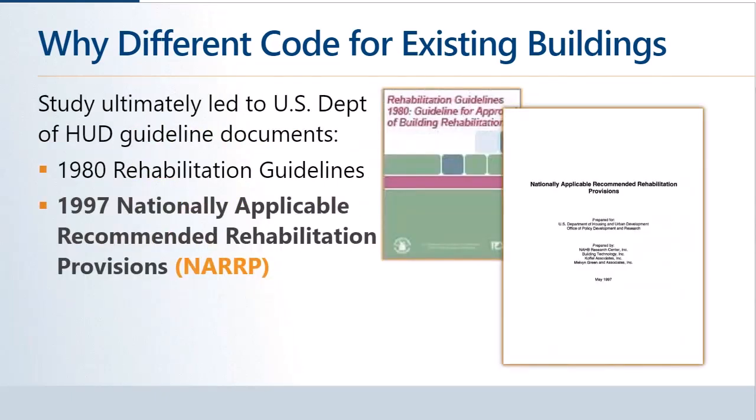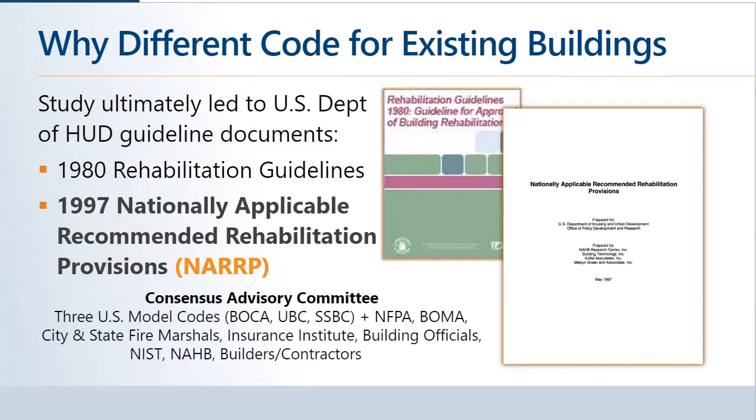So moving forward through the 1980s, all the way up to the 1997 time frame, there was a document referred to as the NARP, Nationally Applicable Recommended Rehab Provisions. A national consensus document involved all three model codes, fire officials, building officials, contractors, insurance folks, building owners, and it was really the stage which established the current IEBC's work area compliance method.